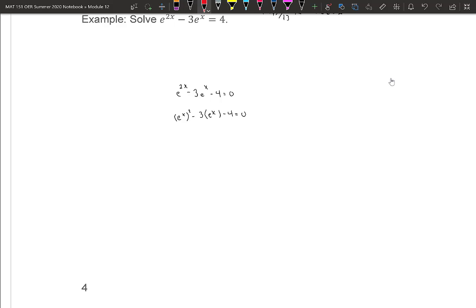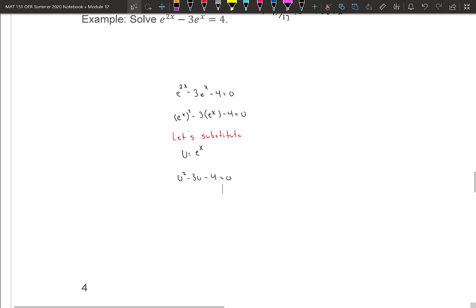And what this allows us to do is introduce a substitution. And in substitution, we talked about this super briefly back in the beginning, probably module 3. And so what you substitute with is whatever term is squared. So if e to the x is squared and then you have that e to the x there, I'm going to say let u equal to e to the x for a minute. So I'm going to write this as u squared minus 3u minus 4 equals 0. Right? So basically I've replaced those e to the x's with u's.